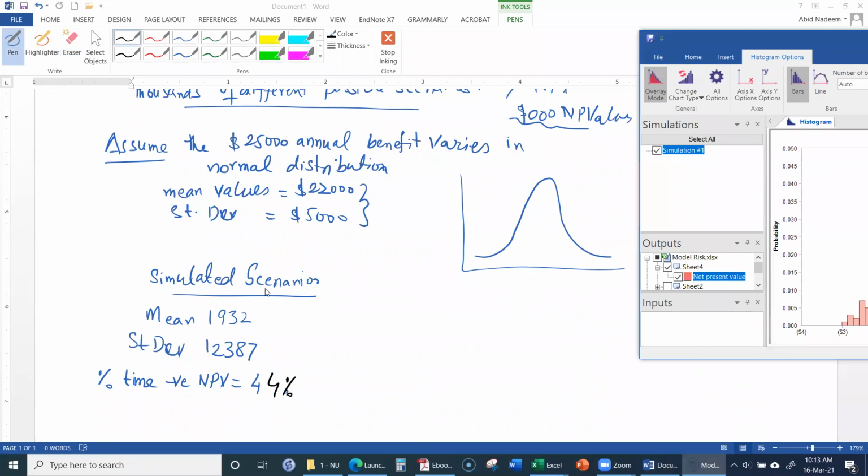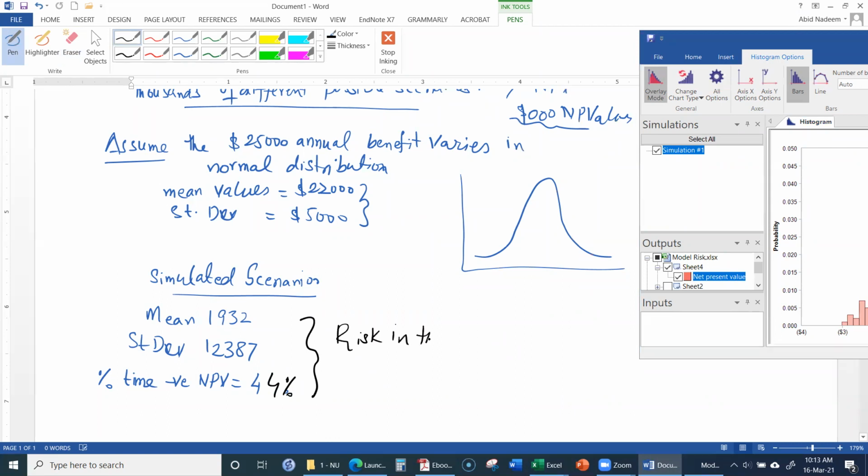That means there is a 44% chance that the project will go into a loss. And then the standard deviation is also much greater than the project's. So you will see that the risk in the project is too high.